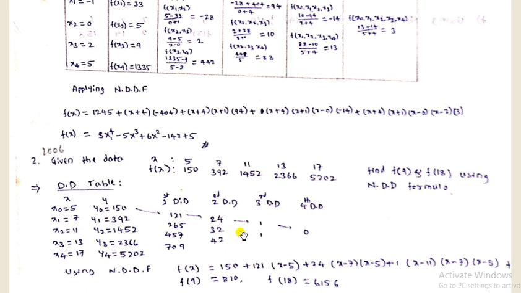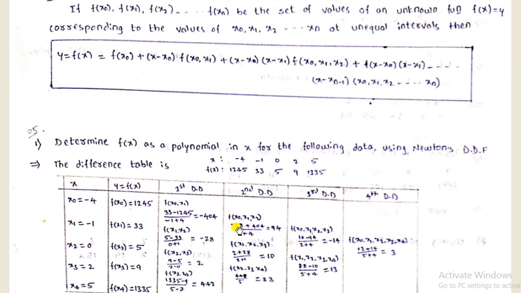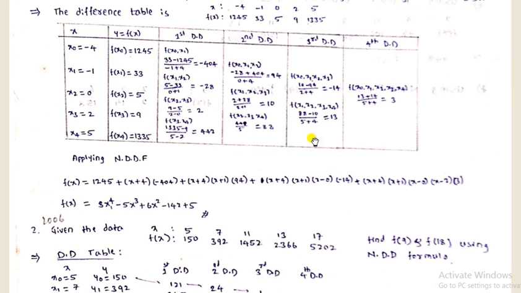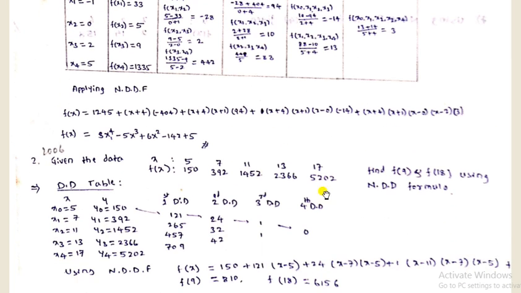Then use all these values in Newton's divided difference formula, substituting x value as 9. Put x equal to 9 in the above formula, which gives the value of f of 9 as 810. Then similarly substitute 18 along with the tabular values in Newton's divided difference formula. After simplifying, we get the value of f of 18 as 6156.